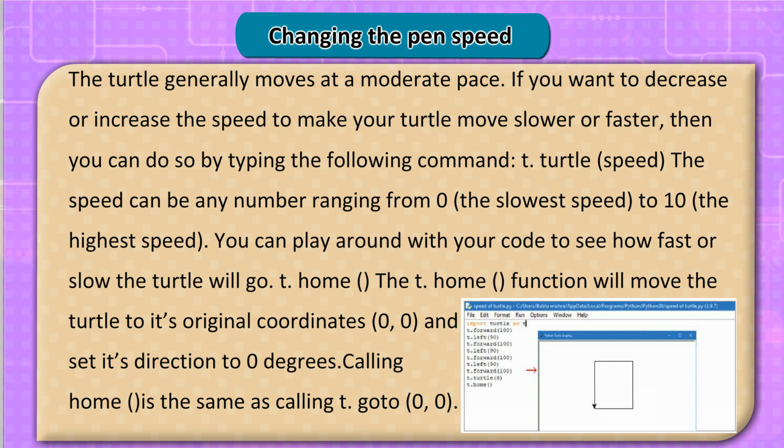T.home. The T.home function will move the turtle to its original coordinates, 0, 0, and set its direction to 0 degrees. Calling home is the same as calling T.goto(0, 0).